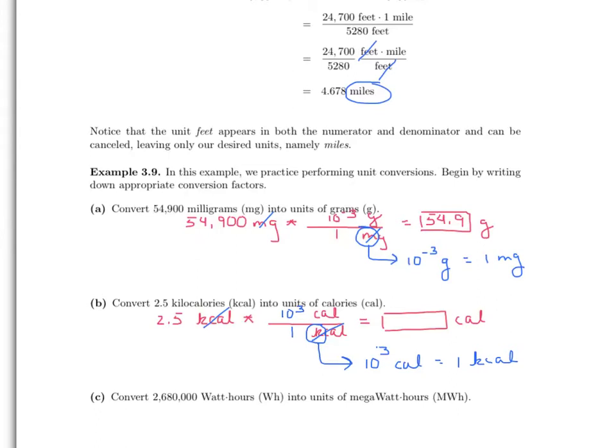To calculate the numerical value that goes here, we multiply 2.5 times 10 to the third. We can do this by simply taking our decimal point and moving it 3 places to the right. This gives us 2,500. So we have 2,500 calories. So in the course of this calculation, we have shown that 2.5 kilocalories is the same thing as 2,500 calories.